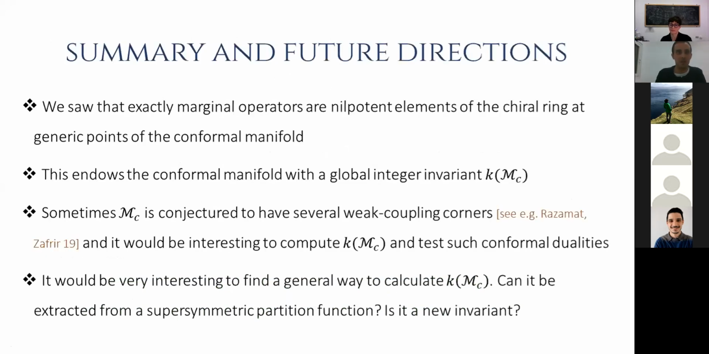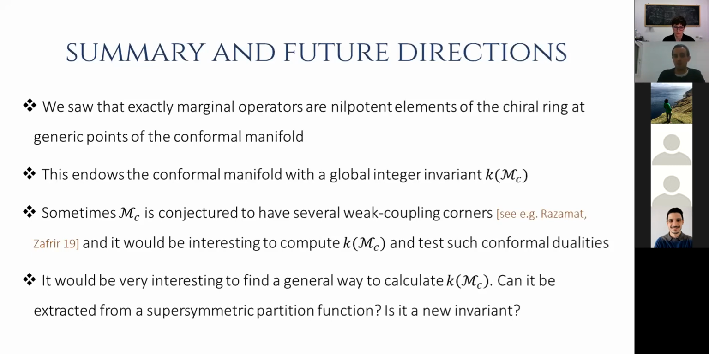So I'll summarize what we saw. We saw that exactly marginal operators are nilpotent elements of the chiral ring at generic points of the conformal manifold, and that this endows the conformal manifold with a global integer invariant K, which is the nilpotency index at generic points. Some interesting future directions would be to look at conformal manifolds that have weak coupling corners. There are examples of such conformal manifolds that are conjectured to have these weak coupling corners, and it would be interesting to compute the nilpotency index and test such conformal dualities. It would be done by computing this for the different weak coupling descriptions and seeing whether it matches. And since this is an invariant, it should match, and it would provide a non-trivial check of the duality.